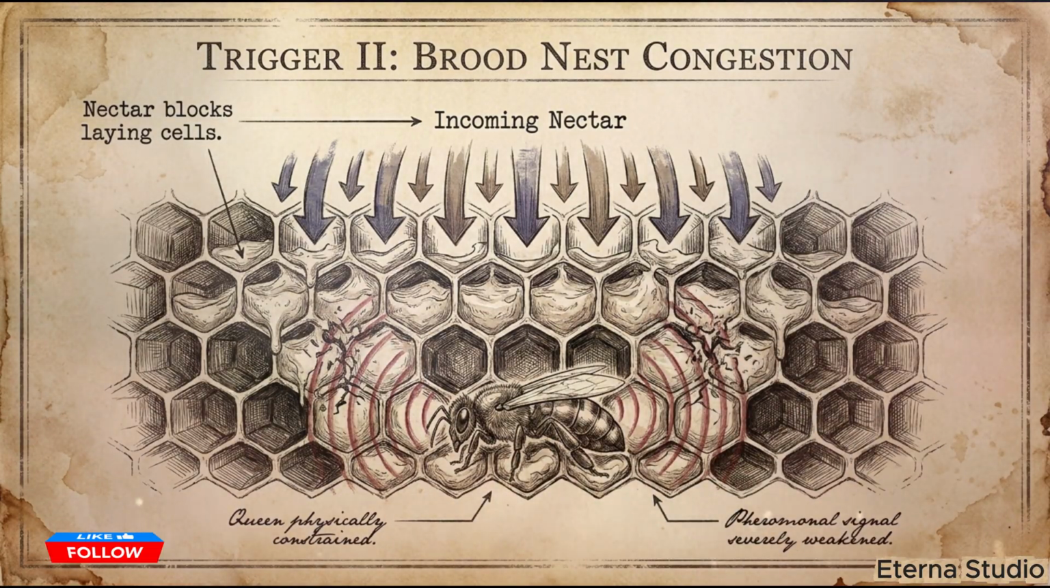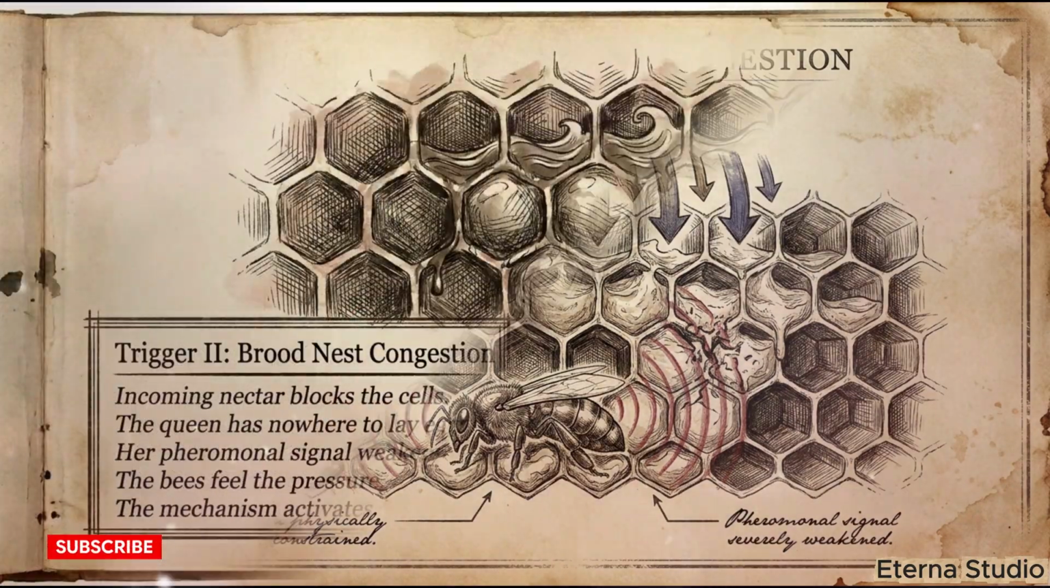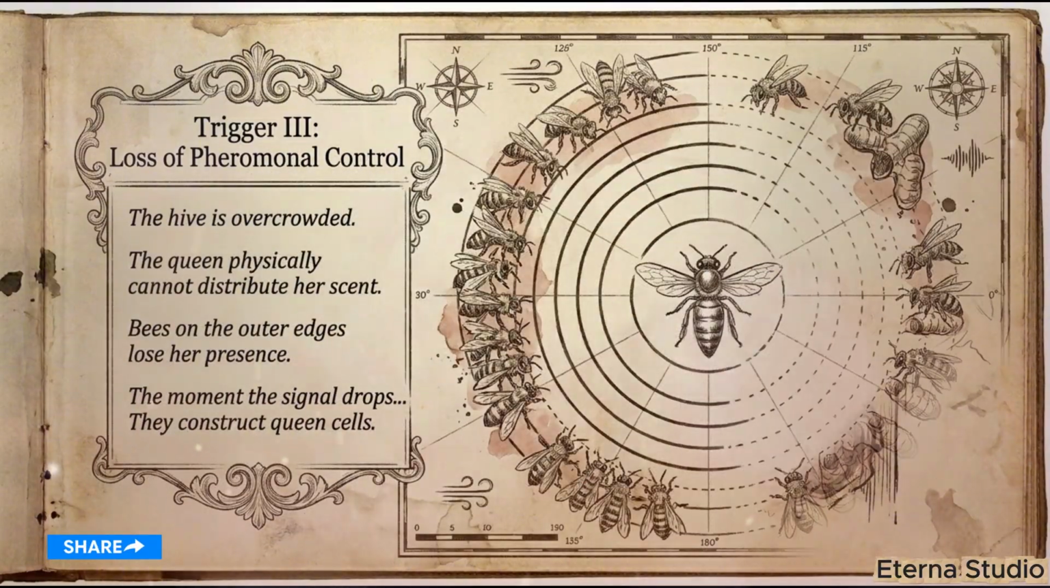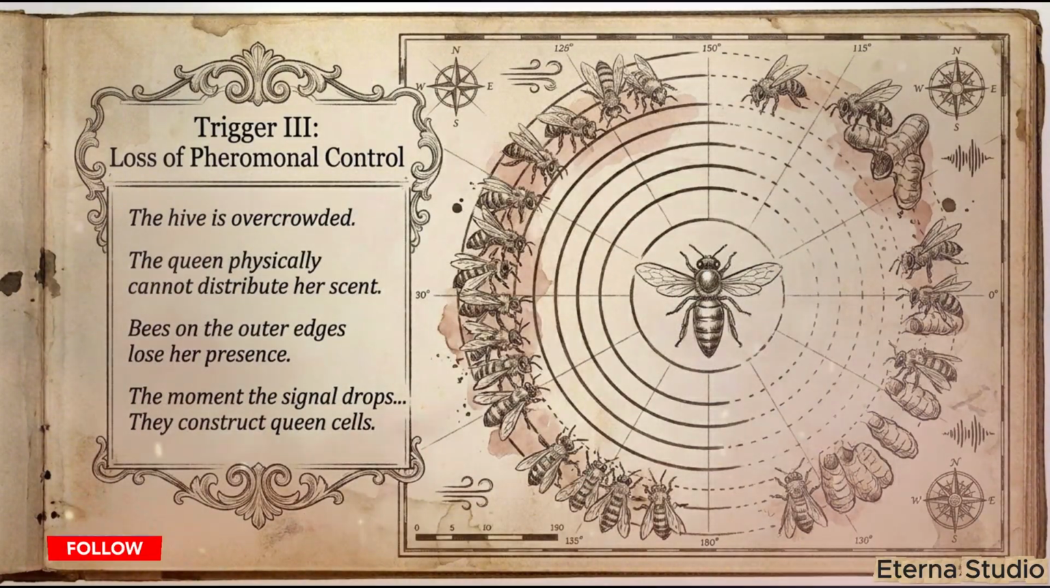Brood nest congestion. Incoming nectar can block the cells where the queen needs to lay eggs. If the queen has nowhere to lay, the pheromonal signal weakens. The bees feel pressure, and the mechanism activates.